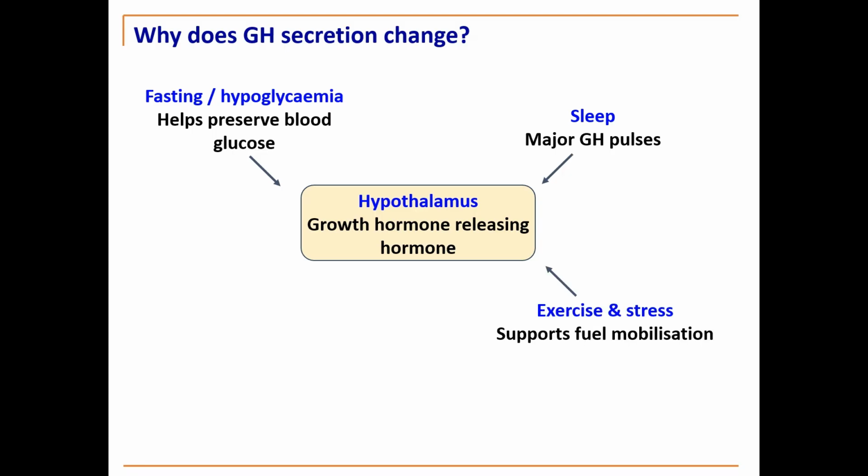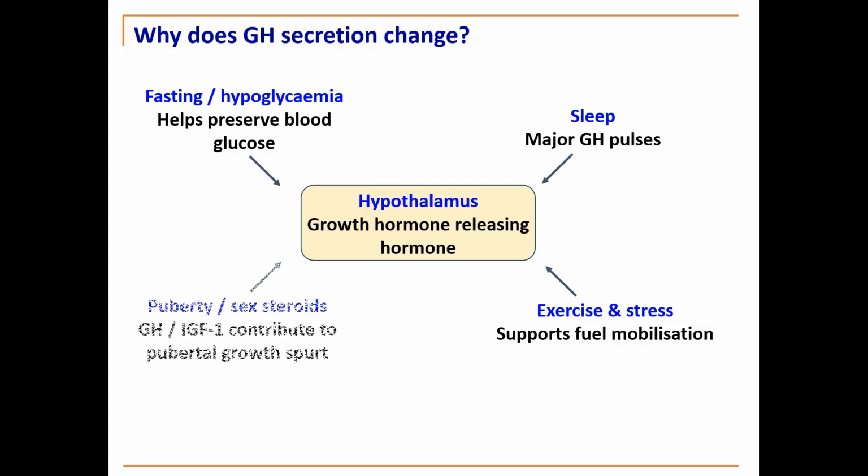Exercise and stress, of course, are also associated with growth hormone release because they support fuel mobilization. And finally, as we've already said, puberty and the sex steroids amplify growth hormone secretion, contributing to the rapid increase in growth velocity that is seen during puberty and that growth spurt. And so all of those things are communicating. The hypothalamus is integrating all of that information to release the correct amount of growth hormone releasing hormone so that the correct amount of growth hormone and, by extension, insulin-like growth factor are both being released.